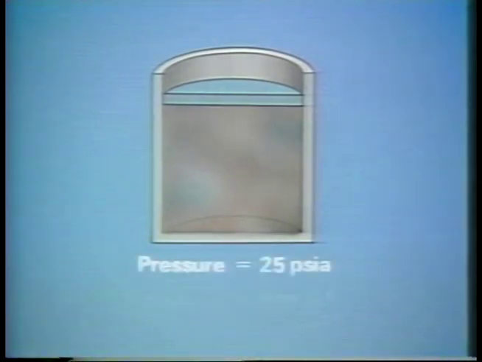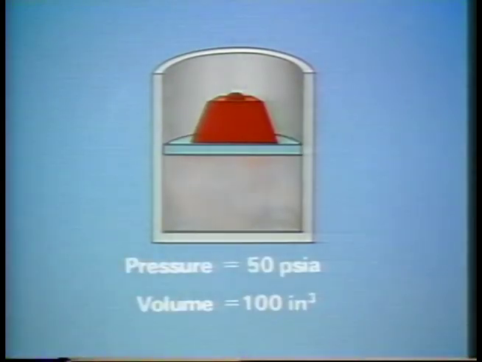We'll start with a pressure of 25 psia and a volume of 200 cubic inches. If we add enough weight to double the force on the gas, the pressure on the tank doubles to 50 psia, and the volume is reduced to 100 cubic inches. Notice that the pressure of the gas doubles and the volume reduces by 1/2.